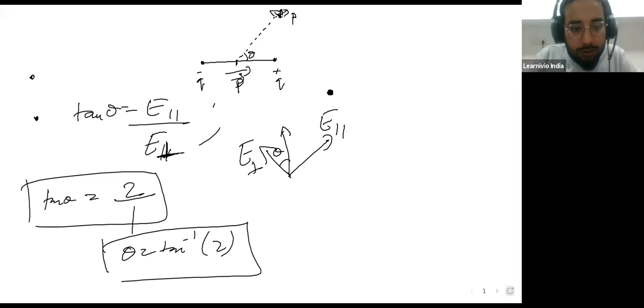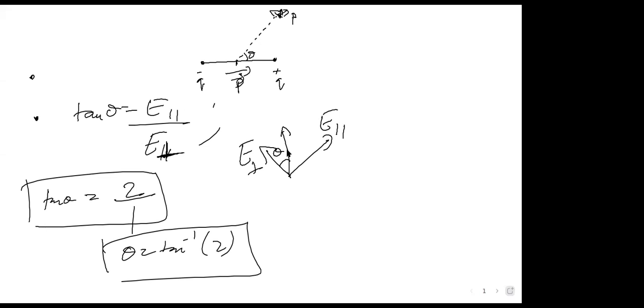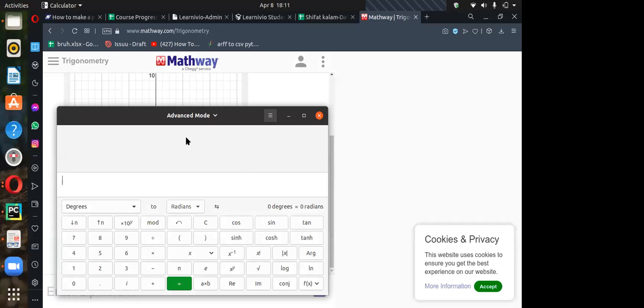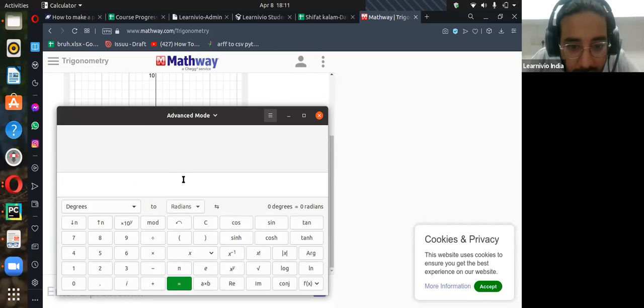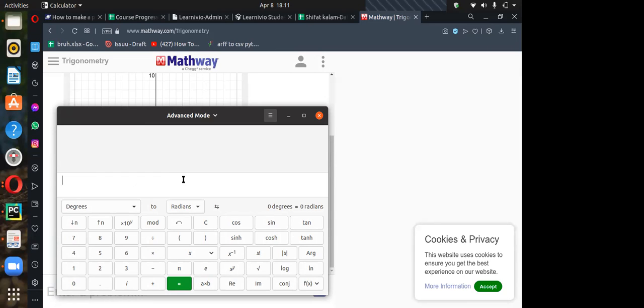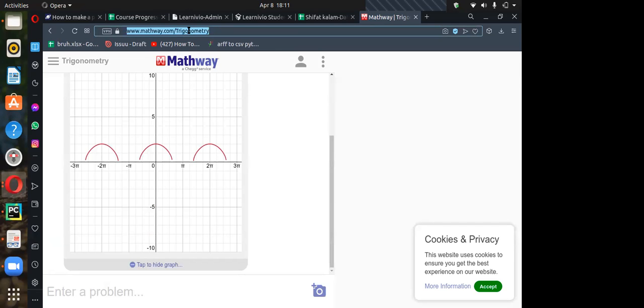Wait, what do we want? We want inverse. Wait, you cannot see this, right? No, you cannot. Wait, now you should be able to see. Yes. We want tan inverse, right? Do you see a tan inverse?